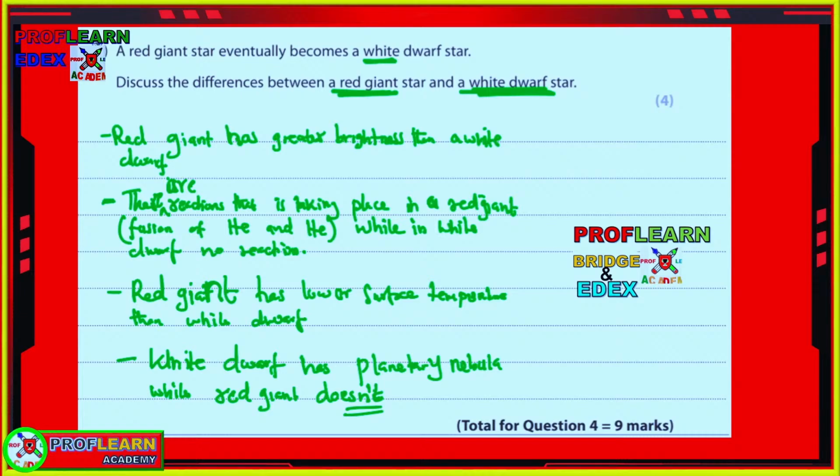A white dwarf has planetary nebulae, because as a star evolves from a red giant, it becomes a white dwarf, which becomes planetary nebula. So on the surface of a white dwarf, there are planetary nebulae, which finally generate more stars.